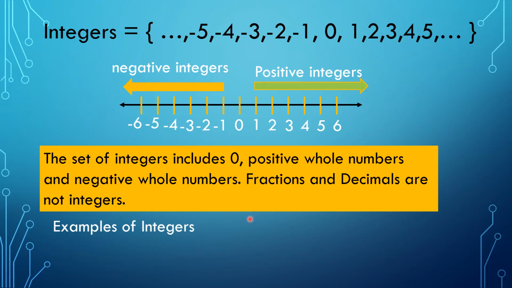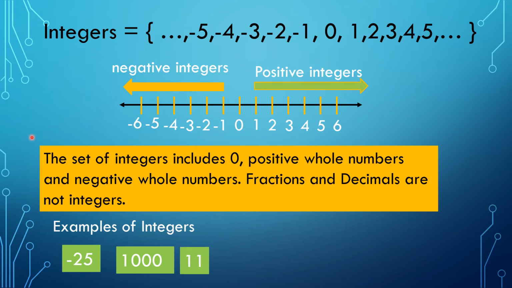Now, let's have some examples of integers. Negative 25. It's not on the number line, but it means that this number line is continuous. So negative 25 is an example of integers. 1,000, 11, okay?